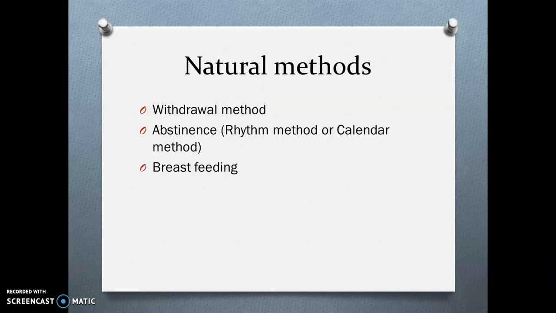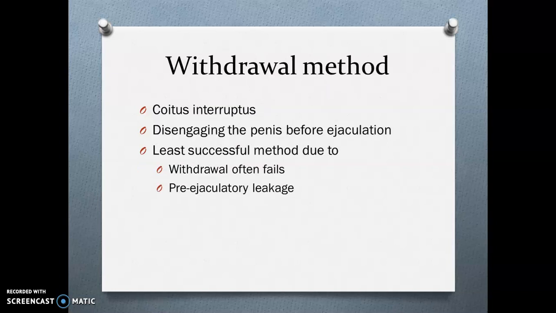Natural method: it is by natural means that we are controlling the birth of the child. There are three methods for natural birth control: the withdrawal method, the abstinence method, and breastfeeding. The withdrawal method is called coitus interruptus, and it is actually disengaging the penis before ejaculation.